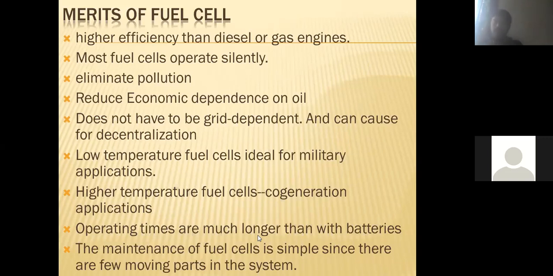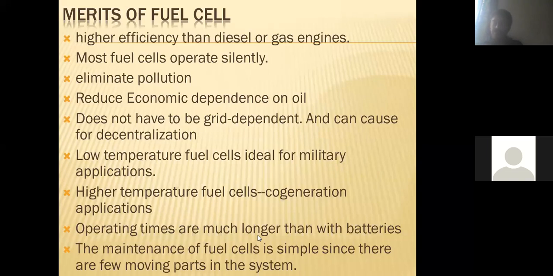Now, two important things. When we are using the engine, the cost of the fuel is increasing, the emissions are also going to increase, and it is going to create sound. At the same time, many components are there. Operation is also going to be difficult.